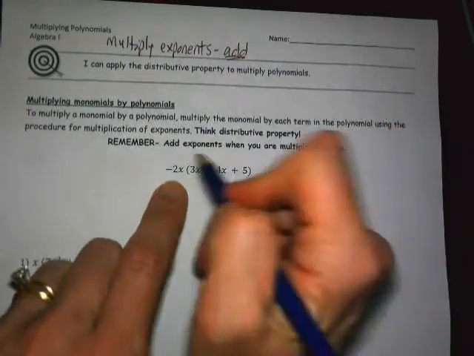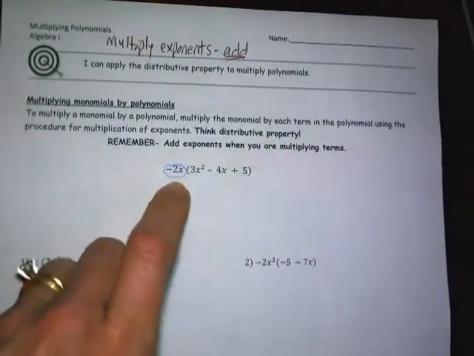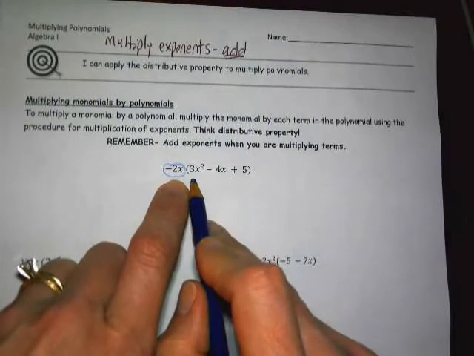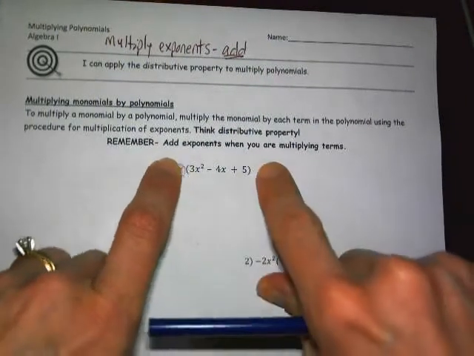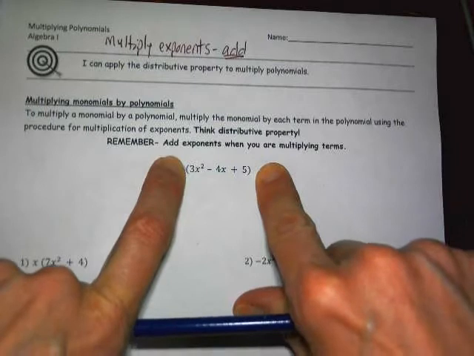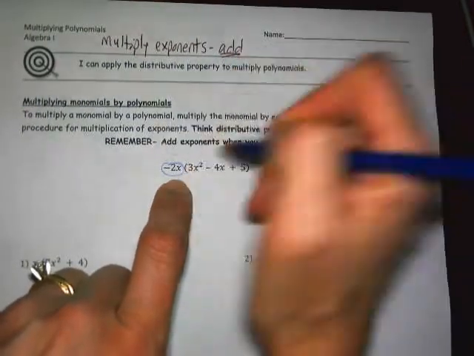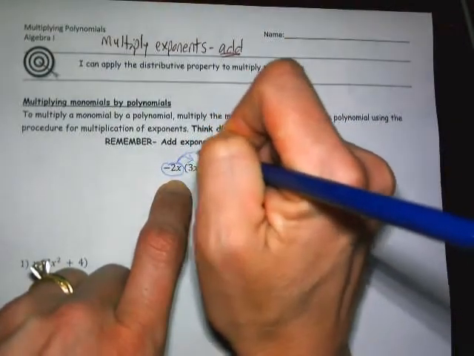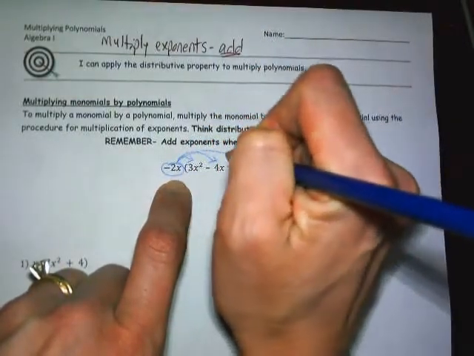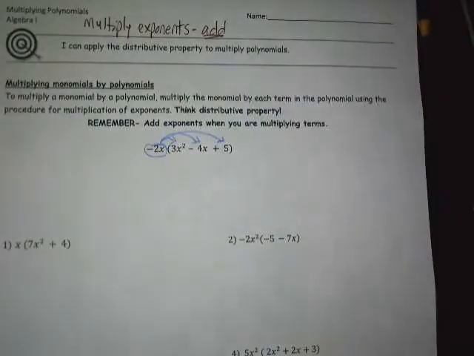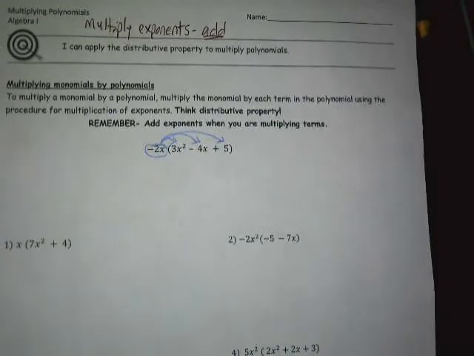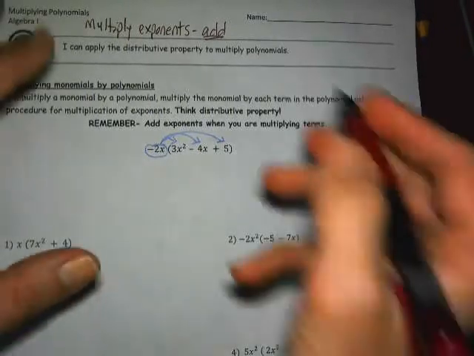Here we have negative 2x multiplied by this term here, 3x squared minus 4x plus 5. And we need to multiply the negative 2x by each term of this polynomial. And we do so by multiplication. I'm going to write it piece by piece a couple of times, and then I will kind of back off of that, but you're welcome to do whatever you feel comfortable doing.